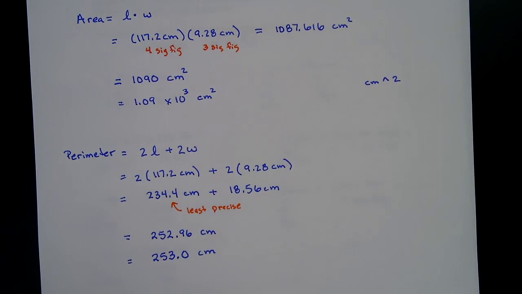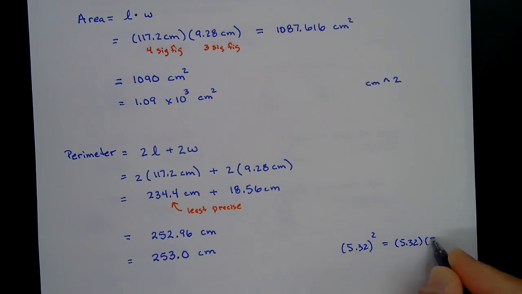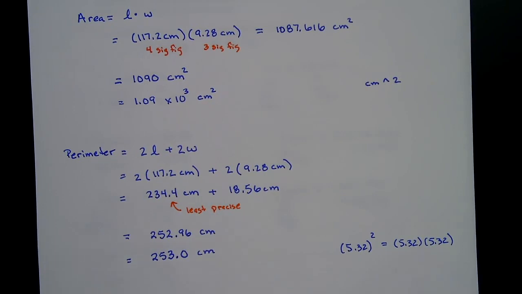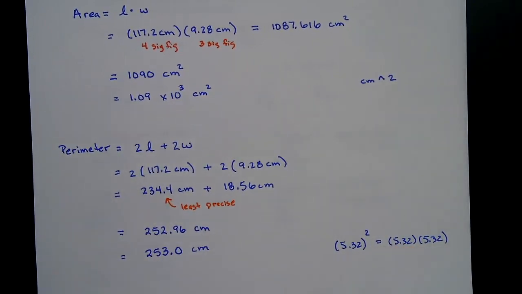All right, so I just wanted to go over some examples with you on the multiplication and division rules. You should also realize that squaring a number is actually multiplying. So 5.32 squared really means 5.32 times 5.32. So when we go to multiply these, our answer can only be as precise as 3 significant figures, okay? Because squaring actually means multiplication, okay? So exponents mean multiplication. And so the least precise of these, they both have the same precision, but it's only 3, okay?